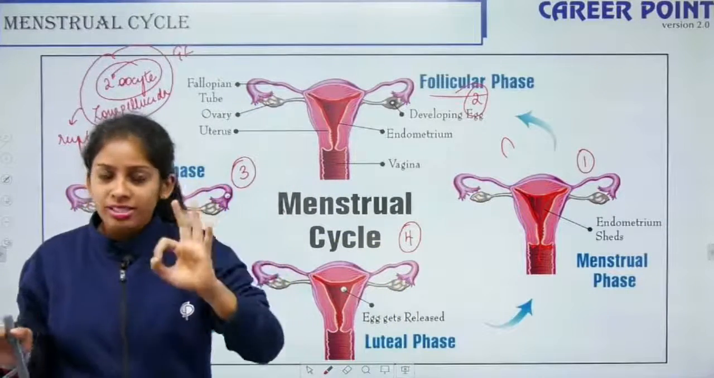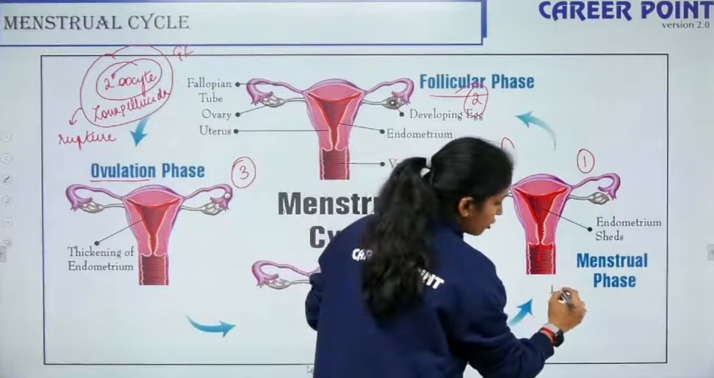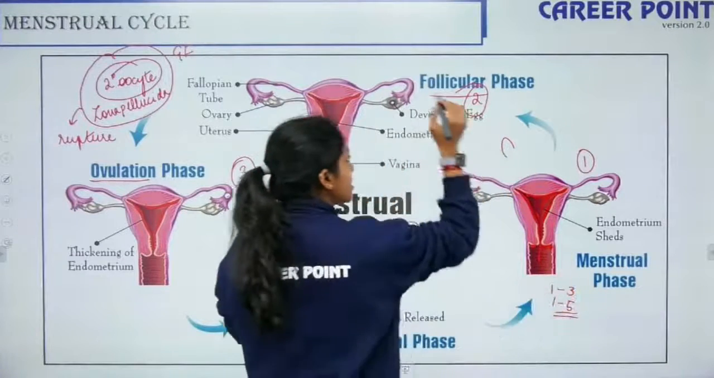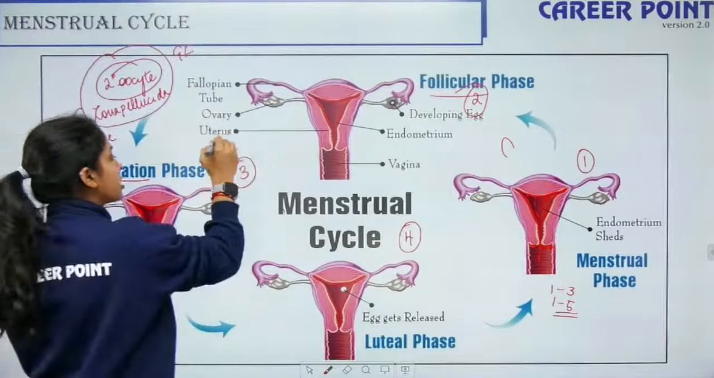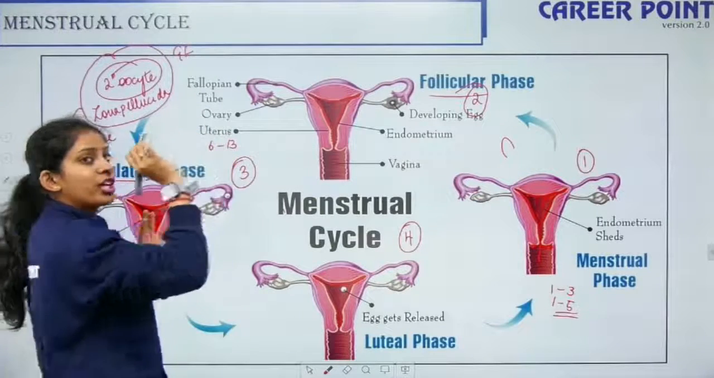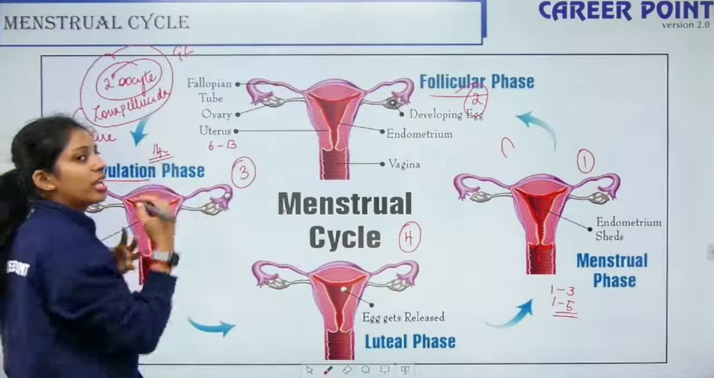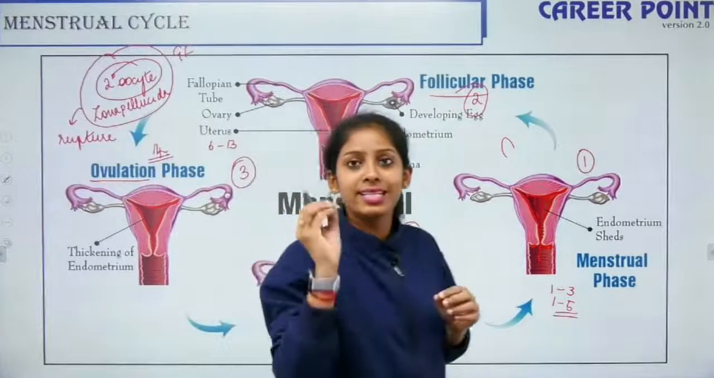Done. So 3 phases are done. First is your menstrual phase, which can go up to 1 to 3 days or 1 to 5 days. From the 6th day till the 13th day, it is the follicular phase. Exactly on the 14th day, it is the ovulatory phase. The ovum is released, the egg of the female is released.